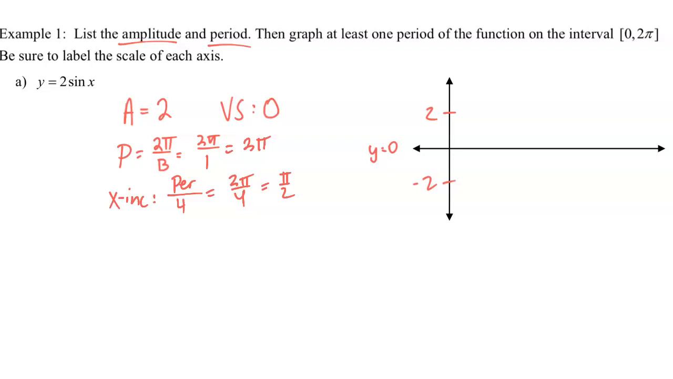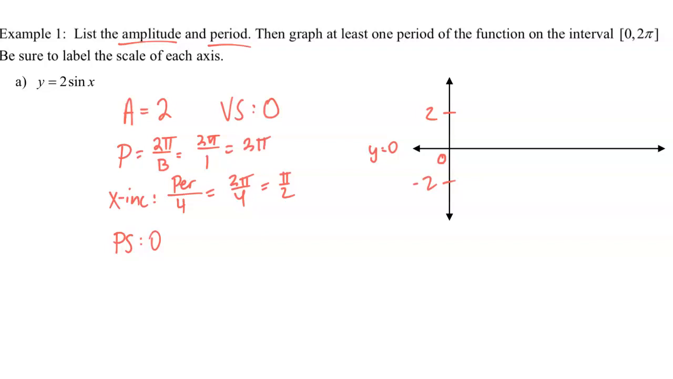But how do I know where to start on the x-axis? That is called the phase shift. And so for the phase shift, what we do is we look at what is after the sine, and we see if there's a plus or minus after the x. And in this case, there's not, and so therefore we know that the phase shift is 0, which means we know that our first x value is 0. So I'm going to go ahead and label that on the x-axis a value of 0.